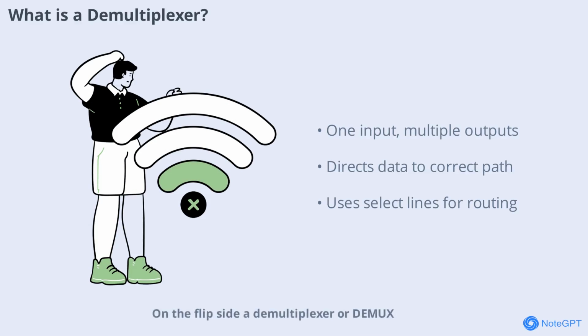The flip side, a demultiplexer or DMUX, takes a single input and channels it to one of many outputs. Think of it as a traffic controller that directs a single stream of data to the right destination among several possible paths. DMUX devices are crucial when you need to distribute information from one source to multiple destinations, such as in digital TV broadcasting or data distribution networks. Like MUX, DMUX also uses select lines to determine which output path the input data should follow.